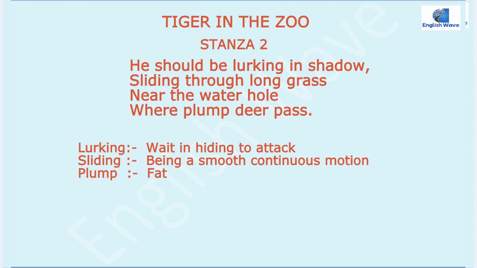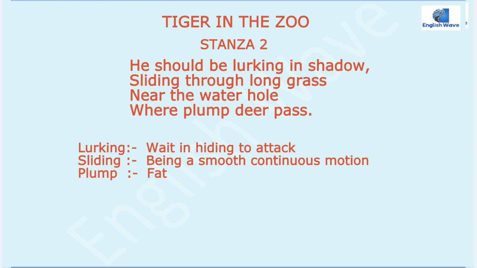Lurking means to be hidden as to wait for your prey. जैसे हमने टीवी पे देखा ना कि कैसे टाइगर शिकार करता है, झाड़ियों के पीछे वो छिपके बैठता है ग्रास में, और जब कोई प्रे उसके सामने आता है तो एकदम से पॉन्स करता है। ऐसे छुप के बैठने के एक्शन को हम बोलते हैं लर्किंग। And sliding means being a smooth continuous motion. Sliding means बिना notice हुए आगे बढ़ना. That is sliding.